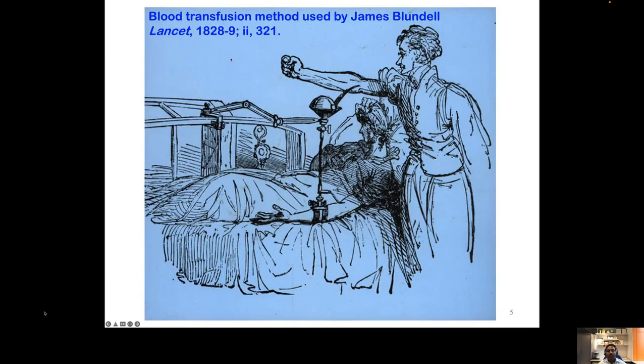Okay. So this is a schematic picture published in the Lancet ages ago. This is how in the past people used to transfuse blood straight away from the donor, straight into the recipient. No test, no storage, nothing in between carried out. And as you can imagine, this will cause lots and lots of problems.